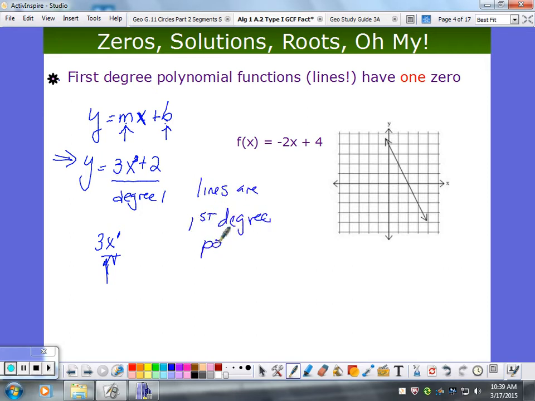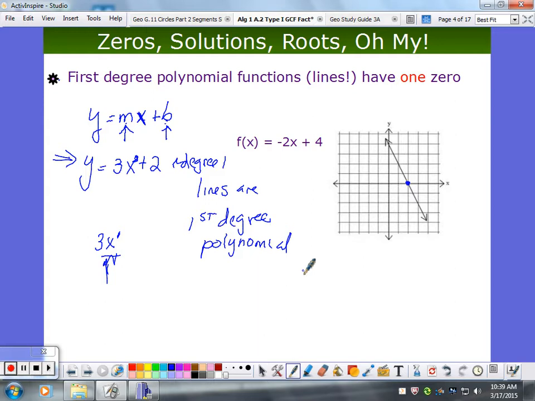So how many zeros will a first degree polynomial have? 1. I'm underlining. Sorry. Yeah, let me get rid of that. That's confusing. It is degree 1. It's not over it. It's a first degree equation. It does have 1 zero.